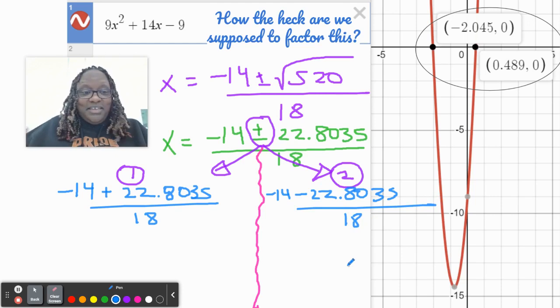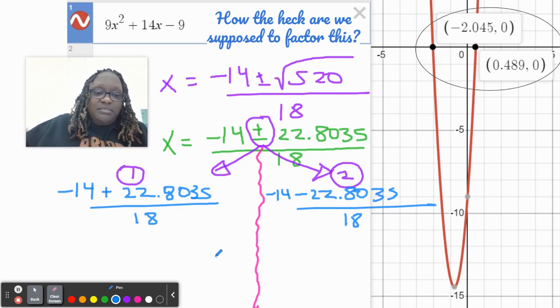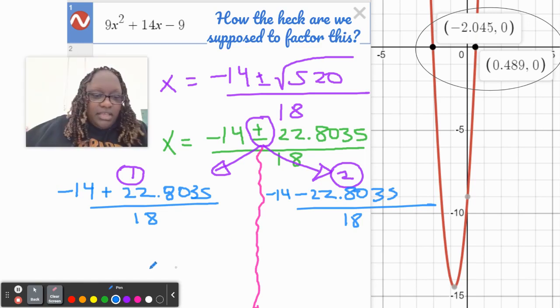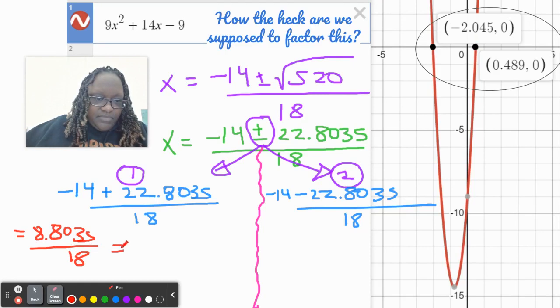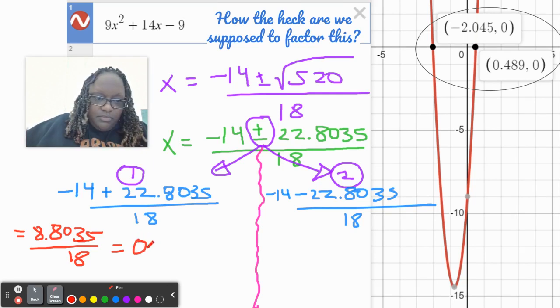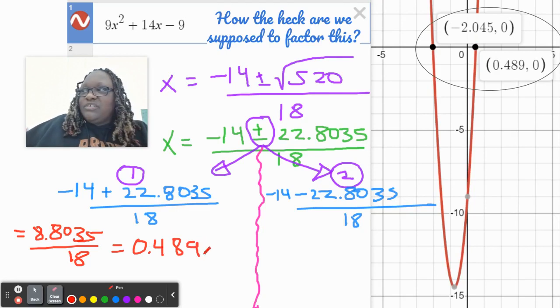And I'm just going to use my calculator. So negative 14 plus 22.8035 divided by 18, which equals 0.489. And then it goes 0.833333, but I'm just going to round to those digits there.